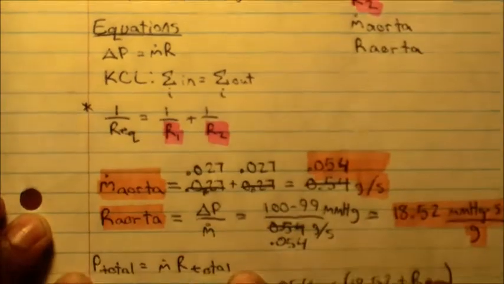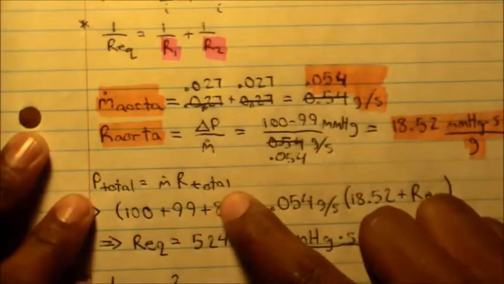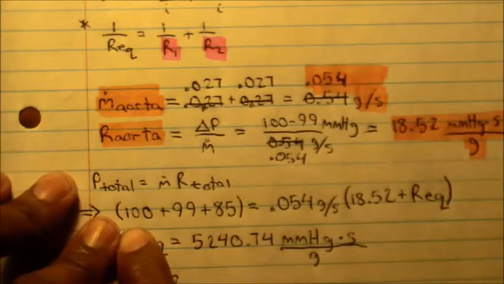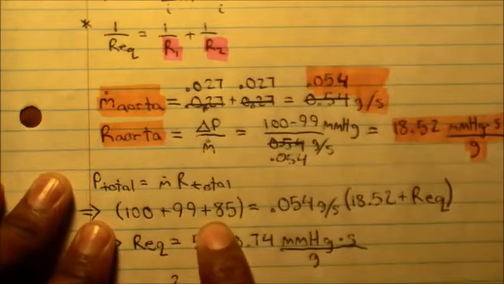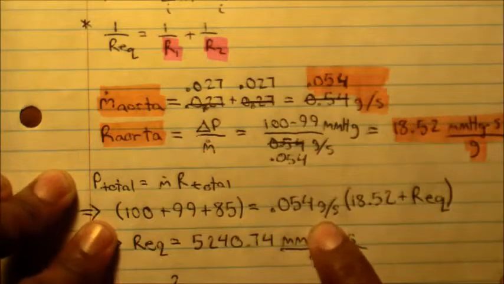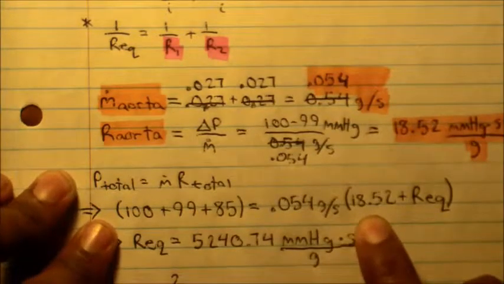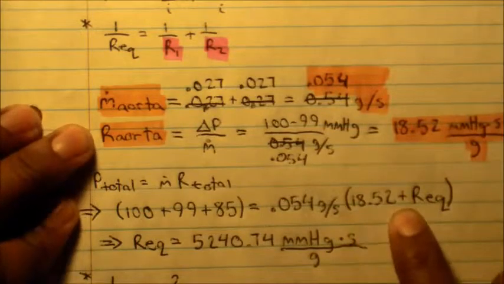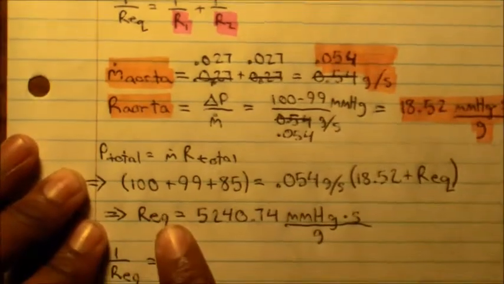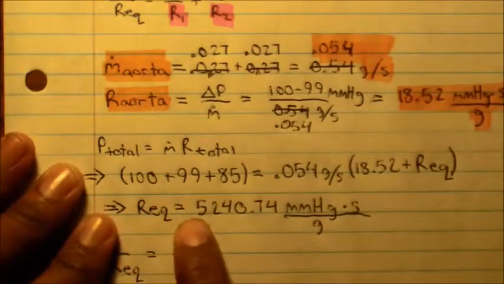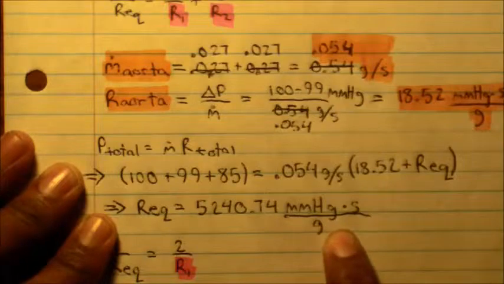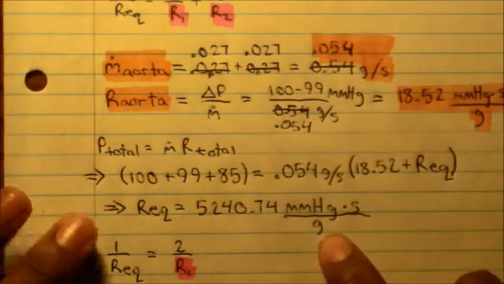From there, we look for the total pressure, which equals the mass flow rate multiplied by the total resistance. Again, if you look back at the circuit, we have 100 plus 99 plus 85 equals 0.054 grams per second, which is the mass flow rate, multiplied by 18.52, or the resistance through the aorta, plus the equivalent resistance of the two coronary arteries. By solving that equation for the equivalent resistance, we have that it equals 5,240.74 millimeters mercury times seconds divided by grams.